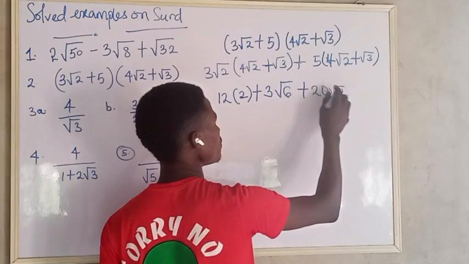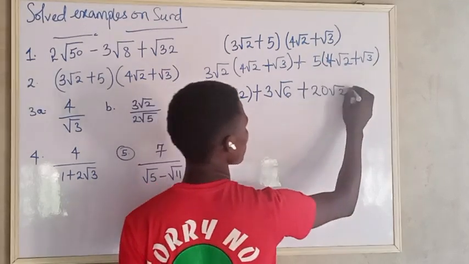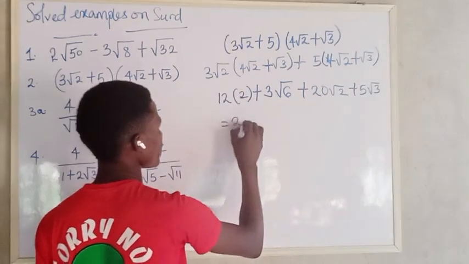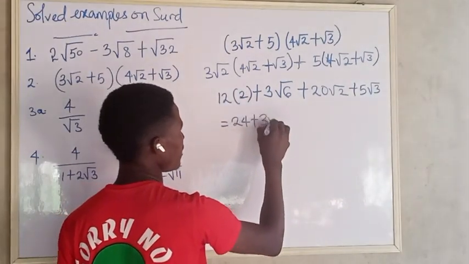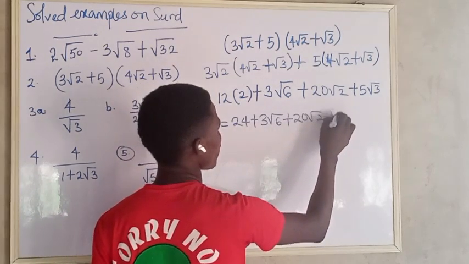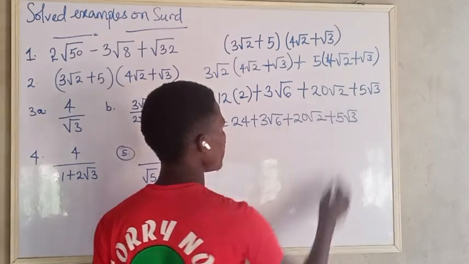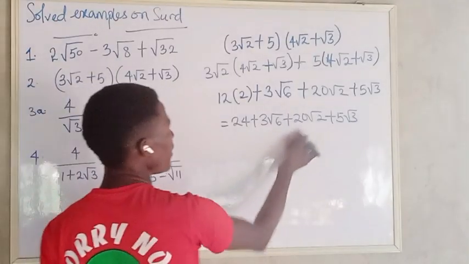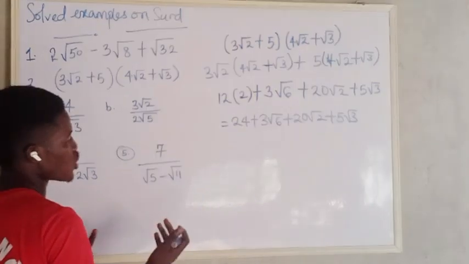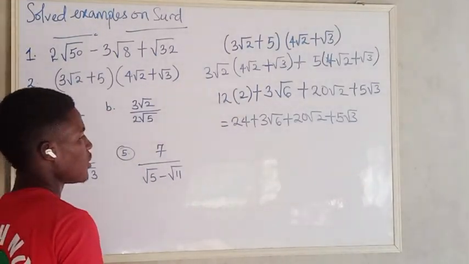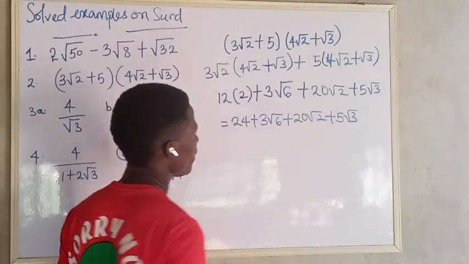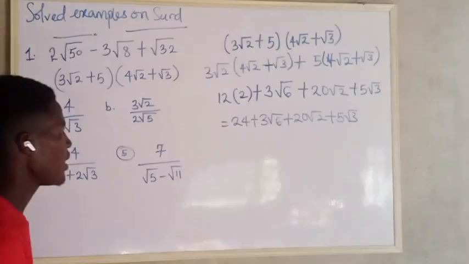Alright, then plus 5 times 4 will give us what? 20 root 2. Then 5 times root 3 will give us what? 5 root 3. So that will now give me what? 24 plus 3 root 6 plus 20 root 2 plus 5 root 3. There is nothing similar there. If there's something similar there, I will have to bring it to a more simplified form. But since there is nothing similar there, then this will be the final answer.